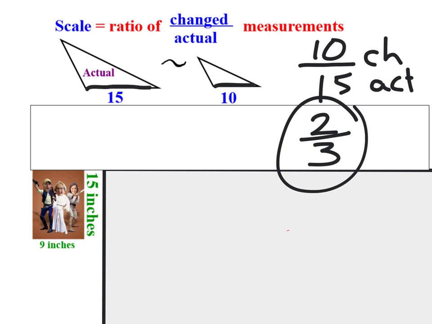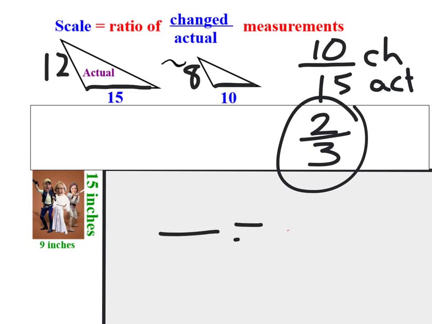So let's say we knew that this other side over here was 12. One thing you could do is to change it. You could just take it times that 2/3. That's a scale factor. So you could just take it times 2/3, which would get you 8. That means that side would be 8.